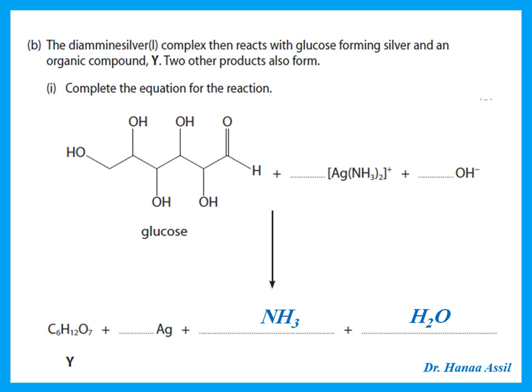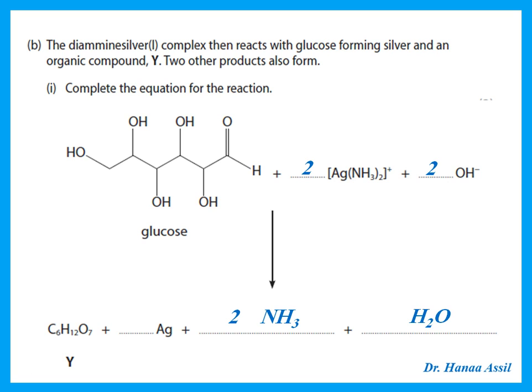And then we need to balance. So we have 2 nitrogens before the arrow. I need 2 nitrogens after the arrow. And then how many oxygens before the arrow? I have 1, 2, 3, 4, 5, 6 in glucose plus 1 of the OH minus, so that's 7 oxygens before the arrow. After the arrow, I have 7 in compound Y and 1 in the water.